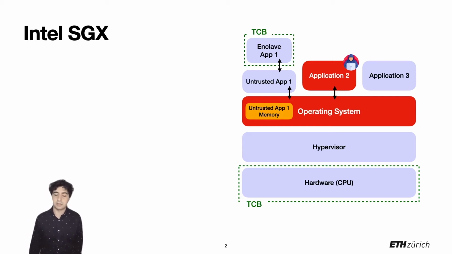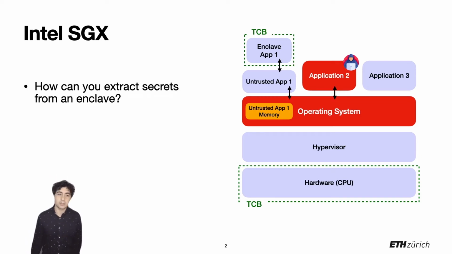SGX assumes that an attacker has completely compromised the system, and yet it tries to protect an application running in such a compromised environment. This application is protected in terms of integrity and confidentiality thanks to primitives provided by the CPU. However, there are still ways in which one can go about extracting secrets from such a protected environment.